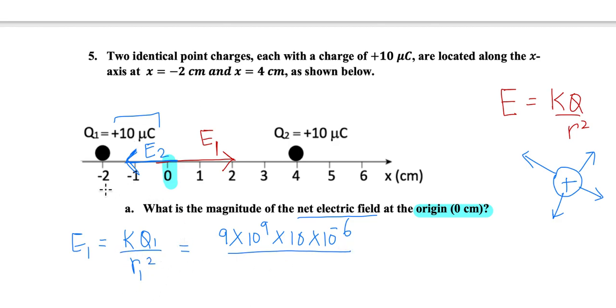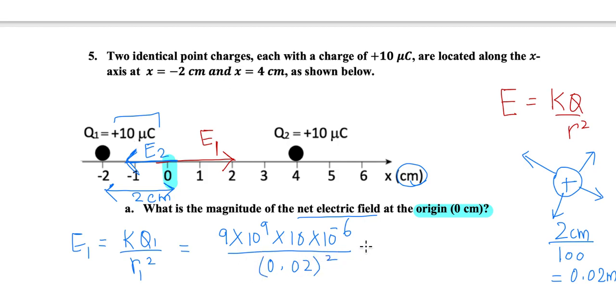Now what's the distance between Q1 and the origin where we want to find the electric field? We can see that its coordinate is negative 2, so it has a distance of 2, and the unit, you can see it's given here, is centimeter. 2 centimeter, if I want to convert to meter, I'll divide by 100, that will be 0.02 meter. So 0.02, and then there's a square in the formula, so we need to put the square.